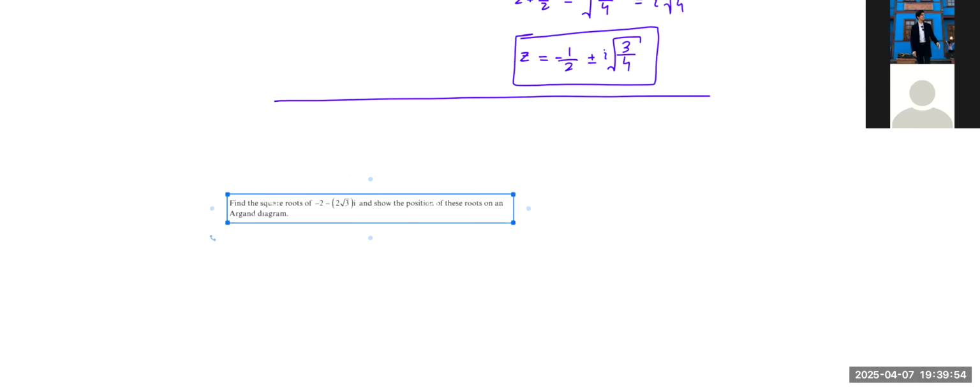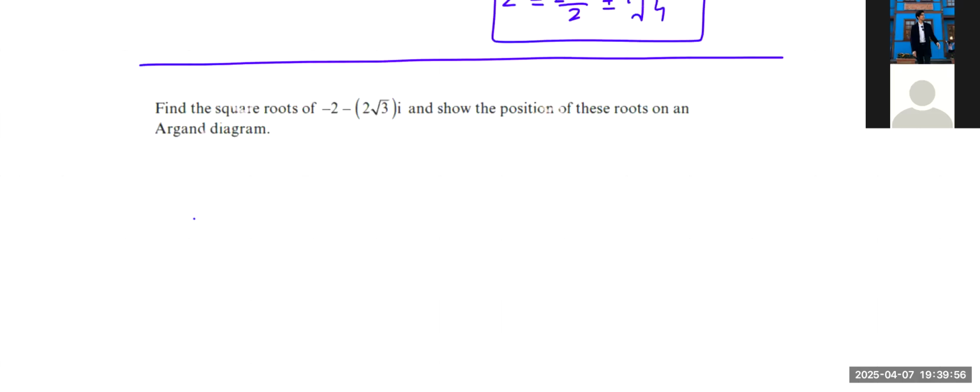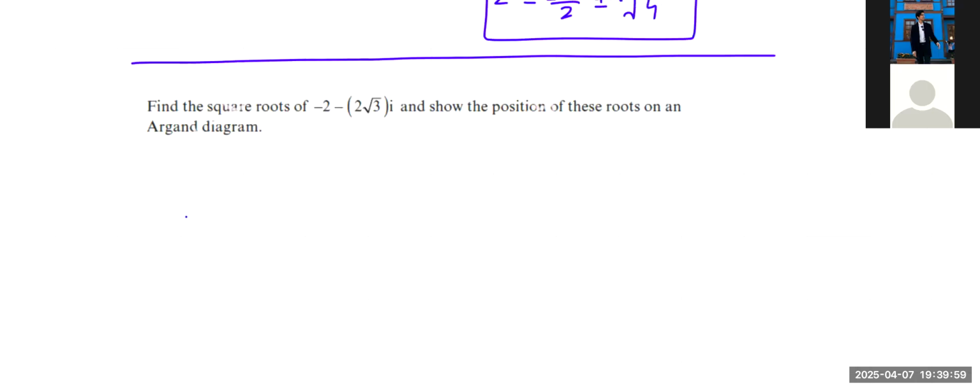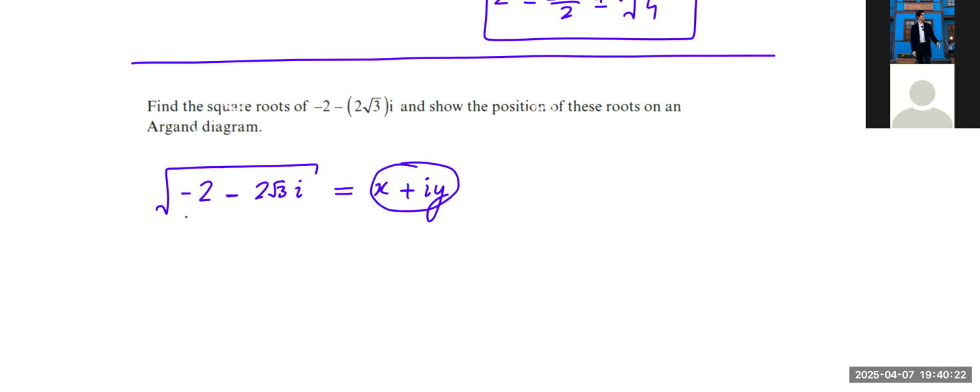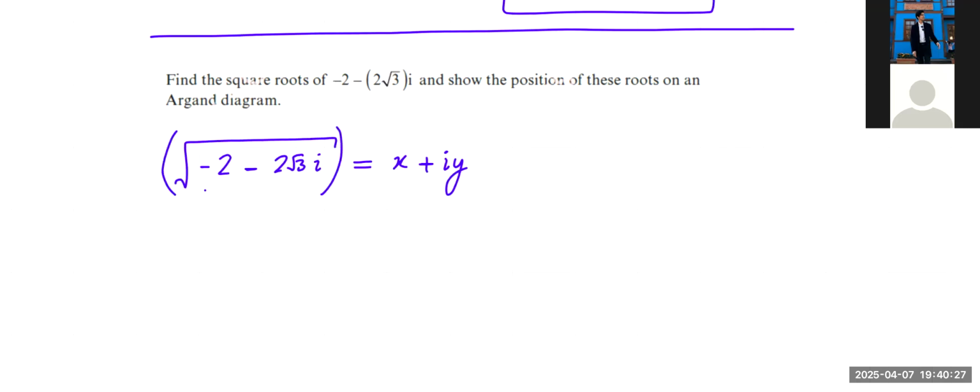So let's take a look. We need to find the square roots of this complex number and then go on to show the position of the roots on the Argand diagram. Here's how you do it. First, let's write down what we're trying to find. We are trying to find the root of this, and it's obviously going to be a complex number, right? So we're trying to find x plus iy. We're trying to find what x and y are. Okay, let's square both sides. Treat it like an equation basically now.